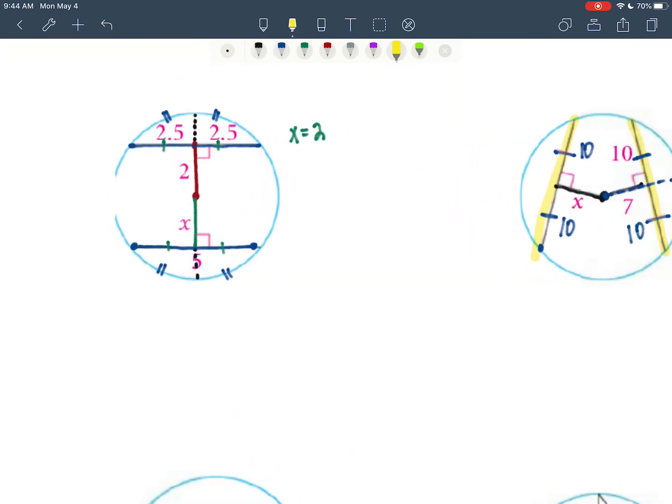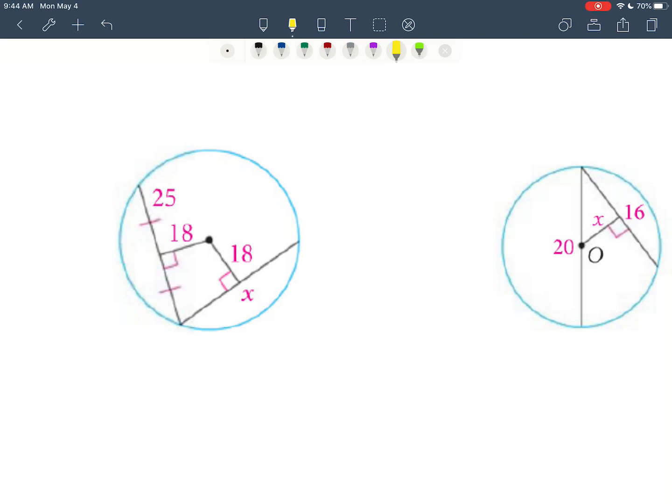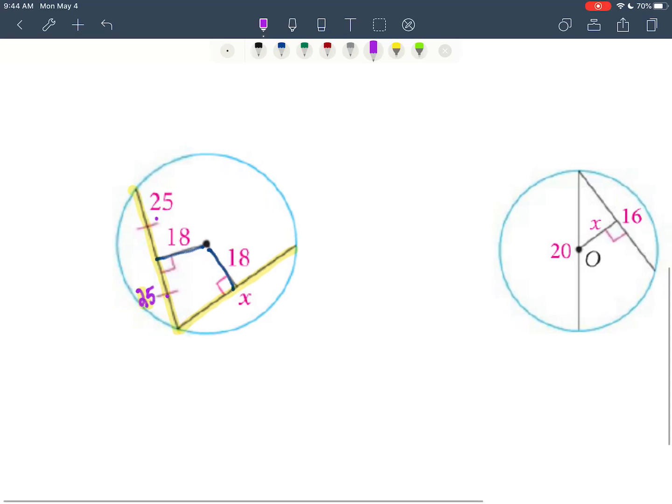So let's go back to that one. We knew that they were congruent to each other because we had 5 and 5. Therefore, they had to be equidistant. Okay, let's see what we have here. Here we go again. We've got equidistant to the center. That means the 2 chords have to be congruent. So the chord on the left is going to be a length of 25 plus 25, which is 50. So x equals 50.